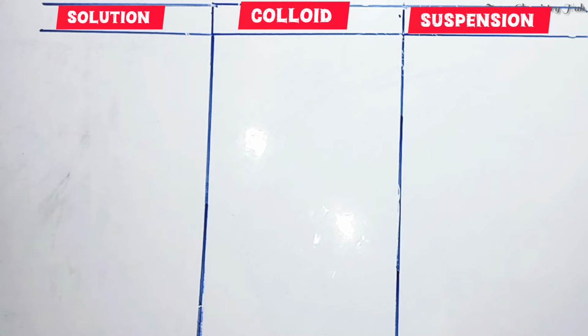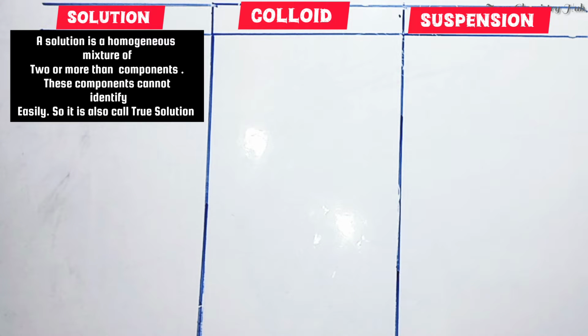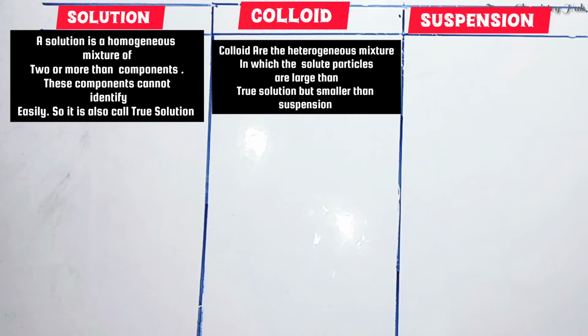What is a solution? A solution is a homogeneous mixture of two or more than two components, and these components cannot be identified easily. So it is also called a true solution.